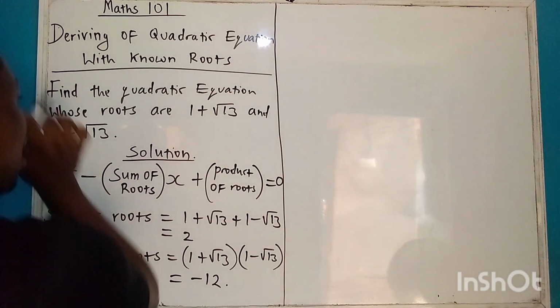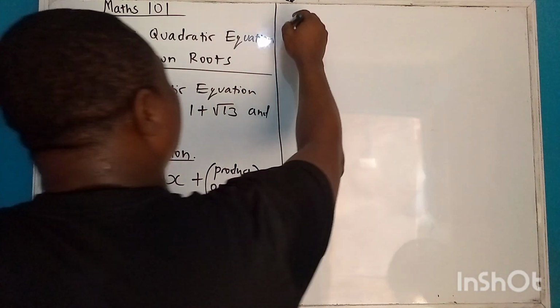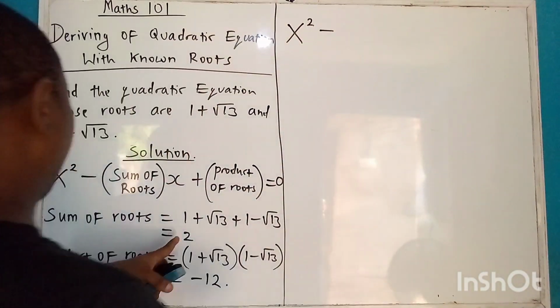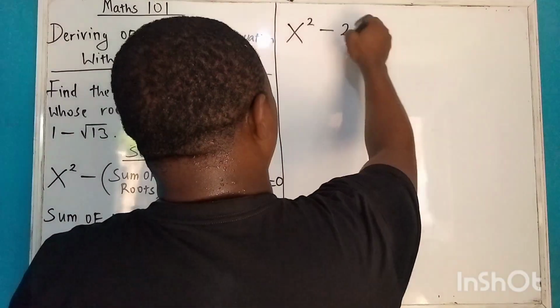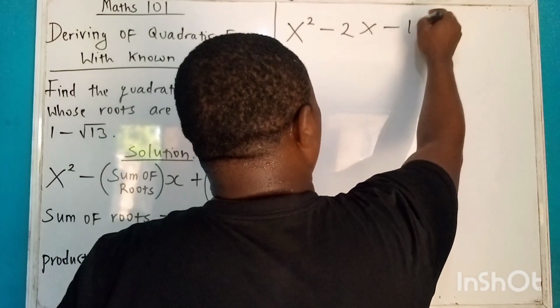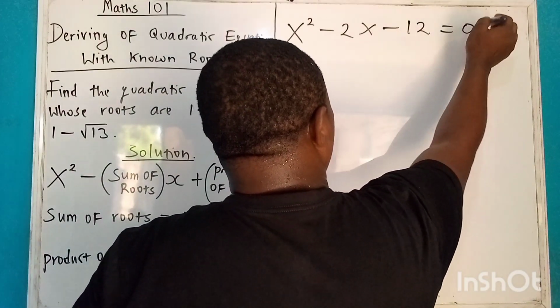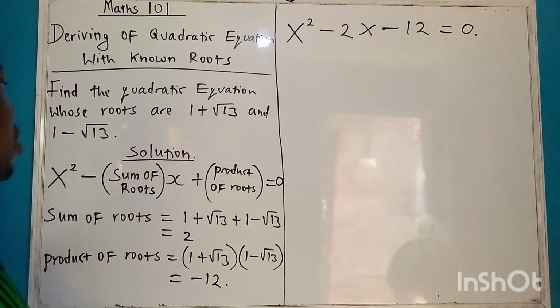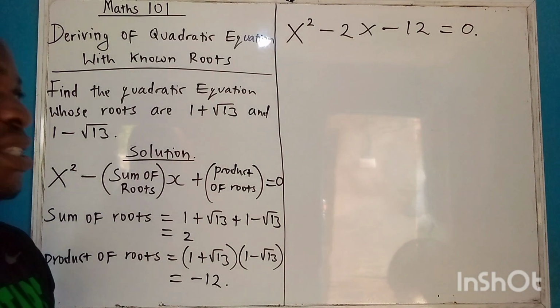So now, plugging it into this equation, you will have x squared minus the sum of the roots, which is 2, times x, then the product, which is negative 12, equals 0. So this is the quadratic equation that we are asked to find.